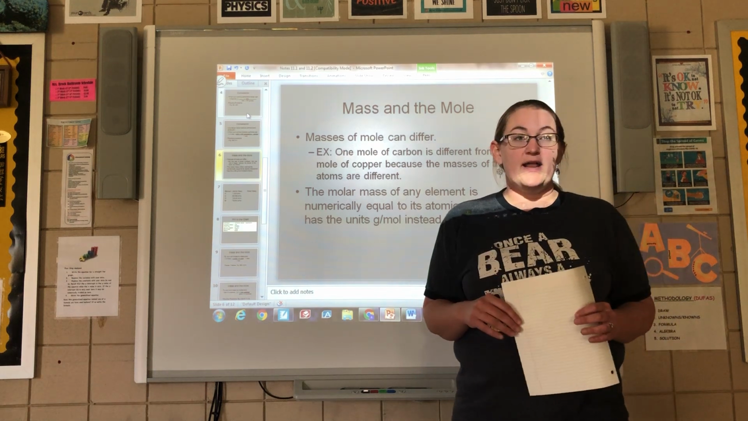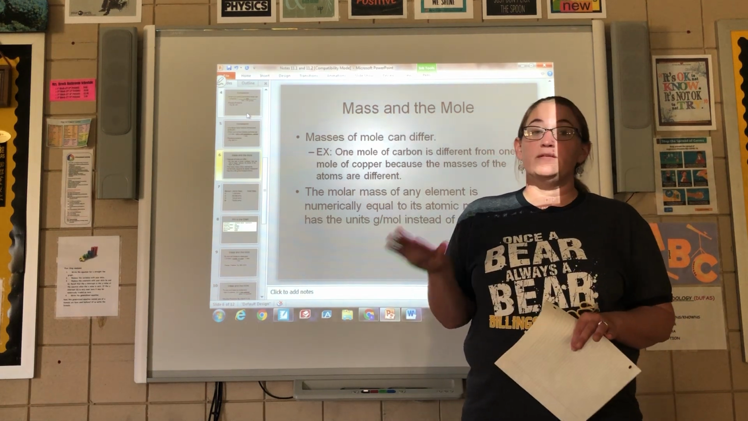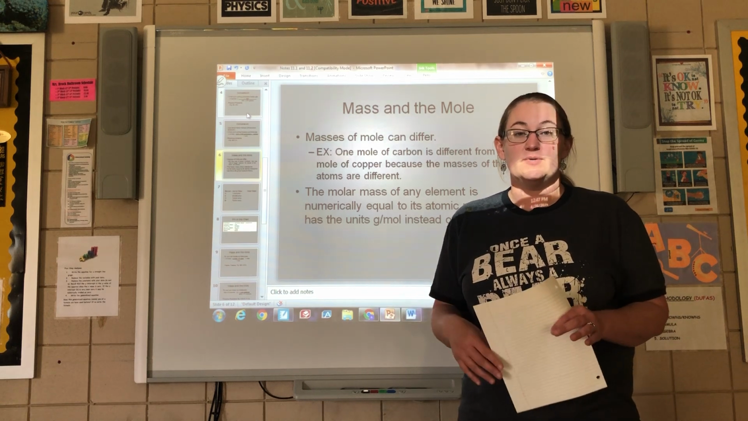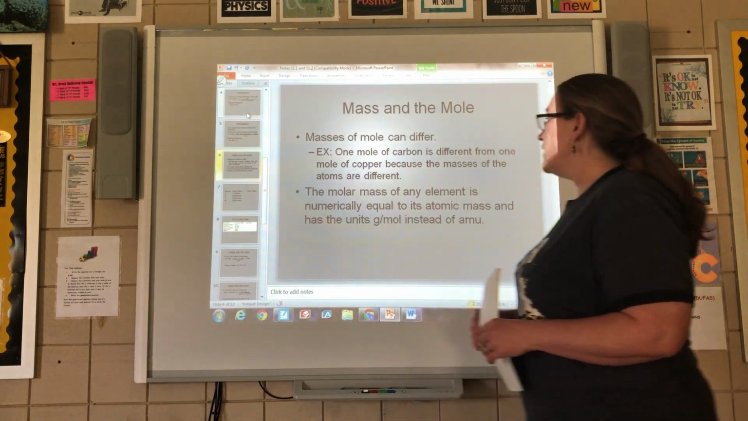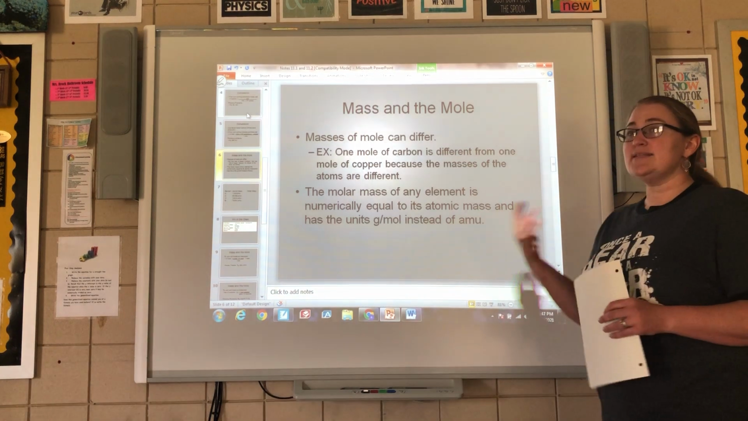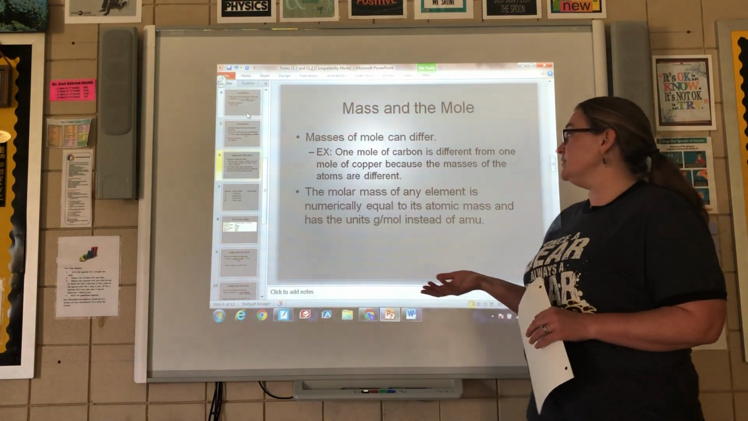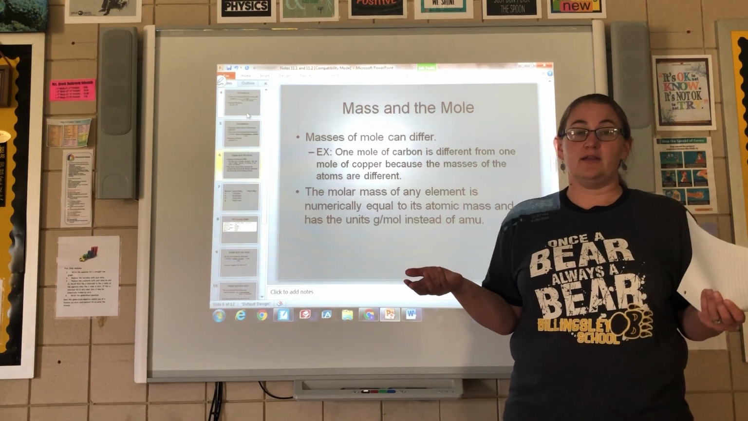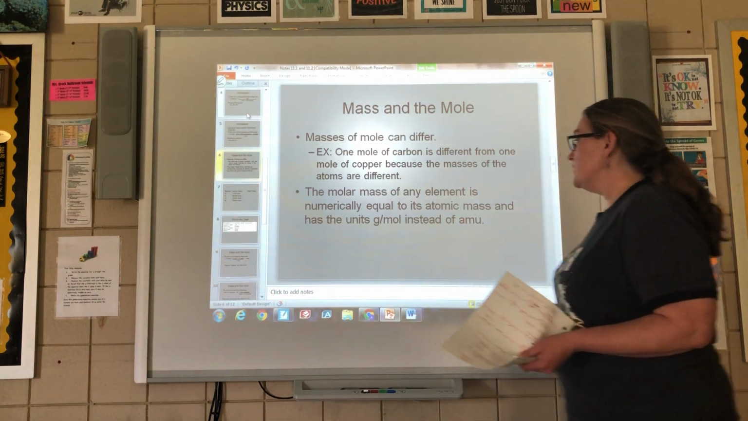Today we're going to talk about how much mass is in a mole and how to figure out that quantity for different elements and different compounds. The masses of each mole can differ, depending on what elements are in the mole.